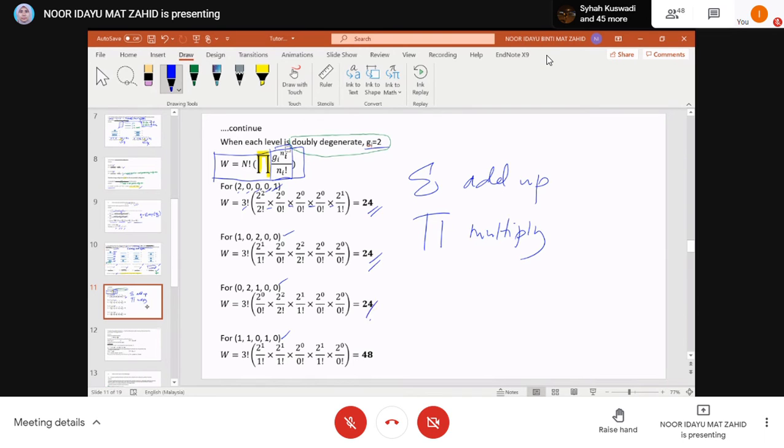You can see that for the number of W, the 1, 1, 0, 1, 0 will remain as the most probable energy configuration. It's just that the value is different when it has degeneracy. Okay.